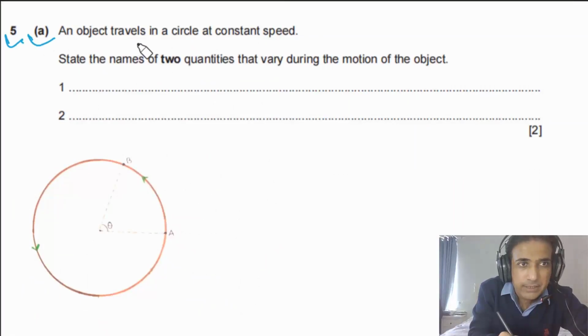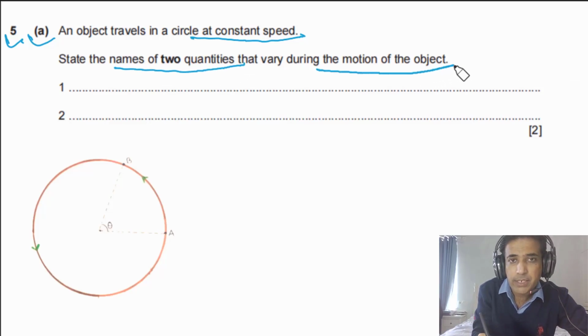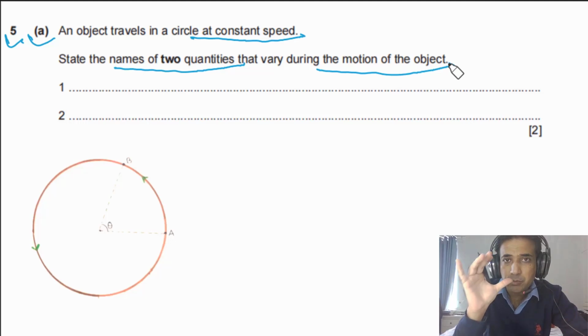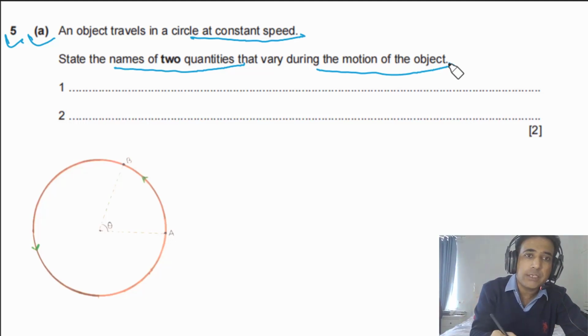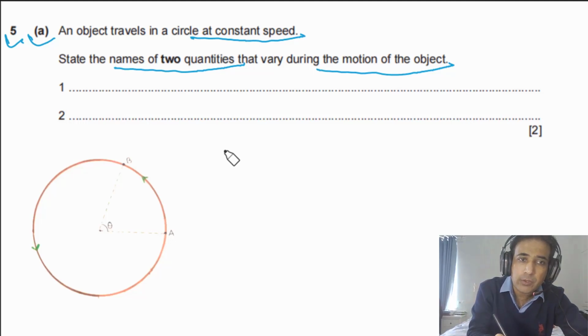Question 5, Part A says, an object travels in a circle at constant speed. State the names of 2 quantities that vary during the motion of the object. So in this case, it is given to us that speed is constant. So how about velocity? Direction of velocity.